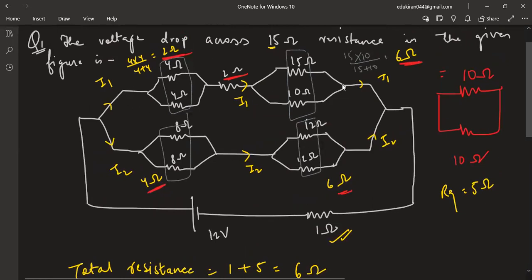This is the upper branch, right? So the voltage across this branch is equal to the voltage across this branch, because both are equal, right? So how will you write voltage? Voltage is equal to IR. So the current in the upper branch is I1, the current in the lower branch is I2, the resistance across the upper branch is 10 ohm, and the resistance across the lower branch, just this part, is also 10 ohm.